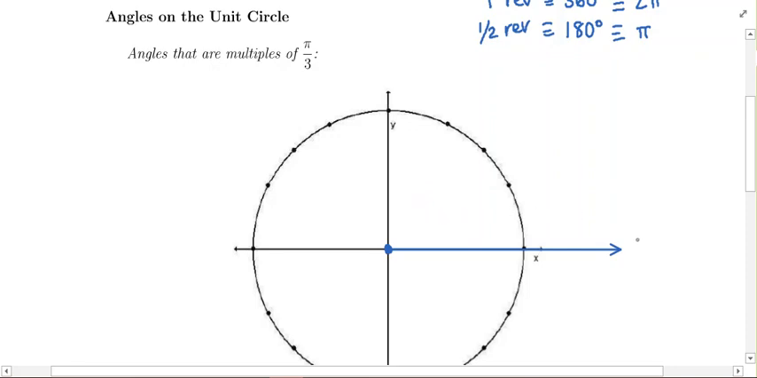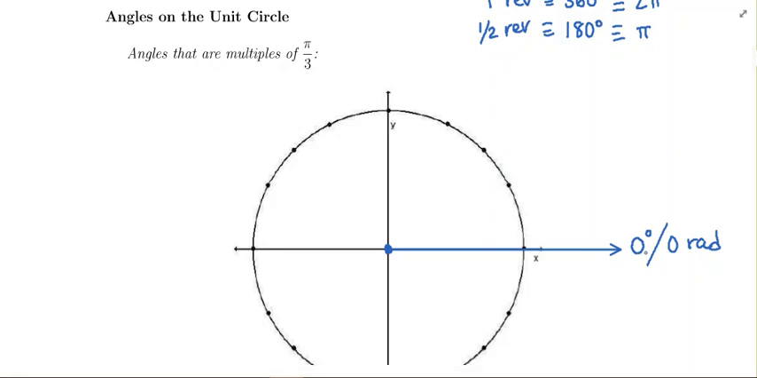Here's what I want you to do. This is your starting point, coinciding with the positive x-axis. That is considered 0 degrees slash 0 radians. Don't interpret the slash as division. I'm just putting degrees and radians on there. You have to start somewhere, and our starting point coincides with the positive x-axis. That's considered to be 0 degrees or 0 radians.